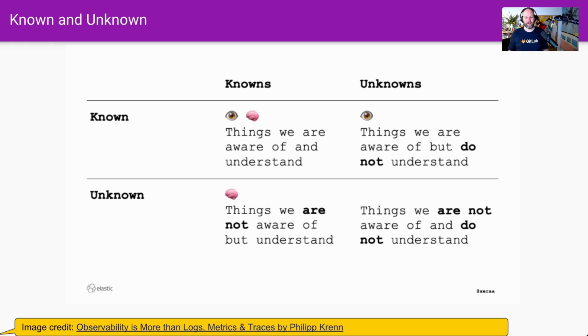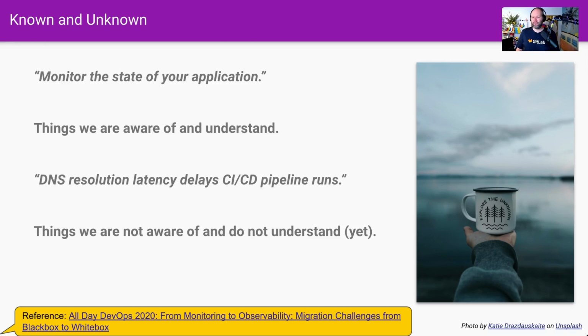And an unknown is, for example, things we are not aware of and do not understand yet. So thinking of this with regards to CI/CD observability, we monitor the state of our application. That's a fact. That's something we are aware of, and we also understand that. And on the other side, the DNS resolution latency actually delays the CI/CD pipeline runs. This is something we potentially do not know yet. We are not aware of it. We do not understand it yet. At some point, we might discover that DNS is the problem, as always. But in that regard, it's a different way to really understand the thing.